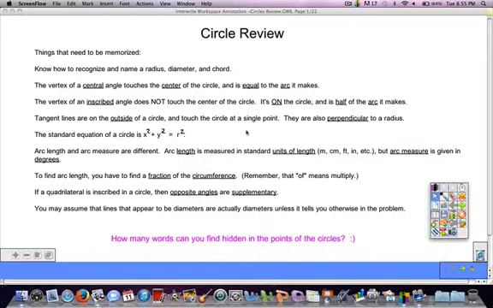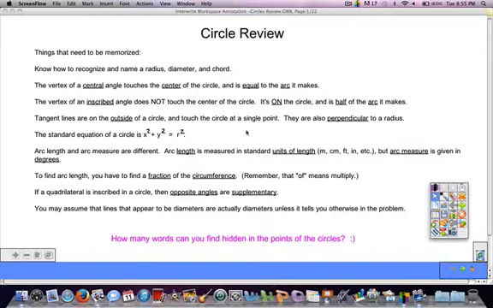Arc length and arc measure are different. Arc length is measured in standard units of length, meters, centimeters, feet, inches, and so on. But arc measure is given in degrees. Think of arc length like you're measuring things with a ruler, only it's circular, versus arc measure, which is more of a measure of rotation. If you rotate 90 degrees or rotate 30 degrees or 190 degrees.